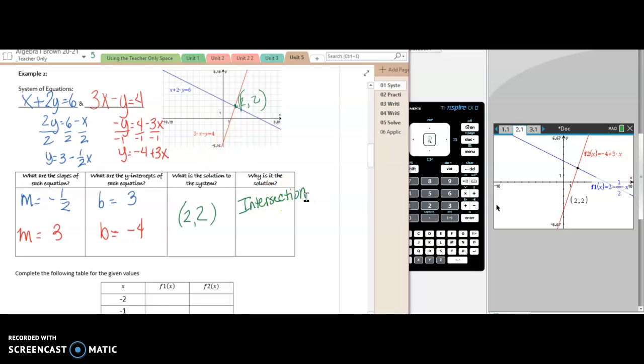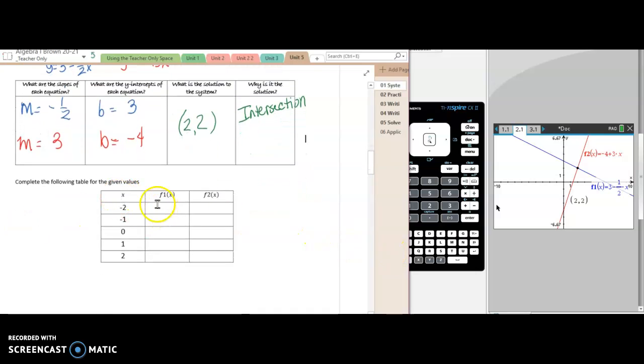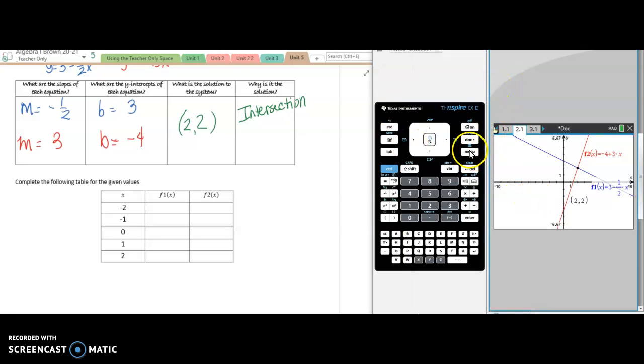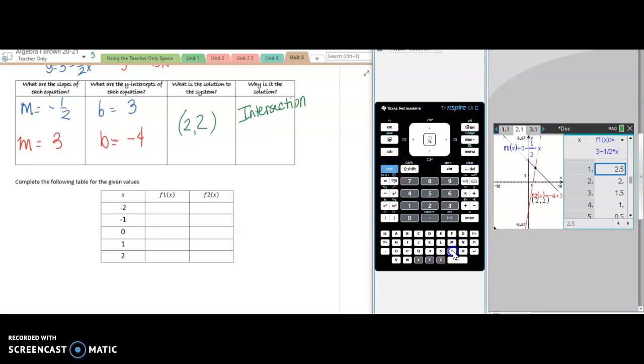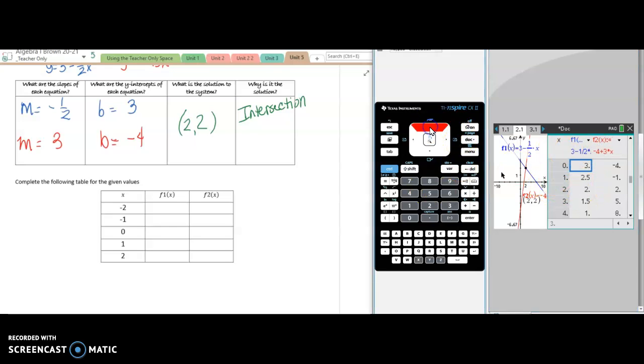Okay. So now what I would like for you to do is complete the table for the given values. What we're going to do on our calculator, let's get our table again, and we do that by doing Control-T again, right? We're going to move this over just a little bit. Oh, come on. It's not wanting to cooperate today. All right, and then we're going to start with -2, so I have to go up just a little bit. -2, -1, 0, 1, 2.